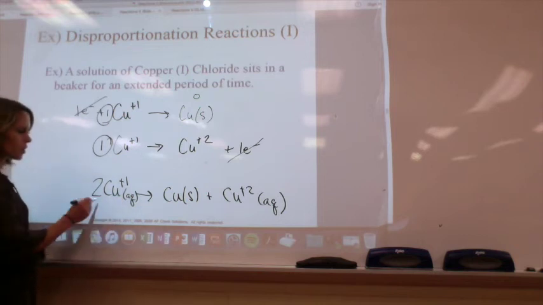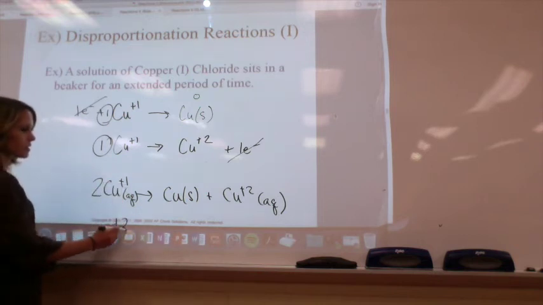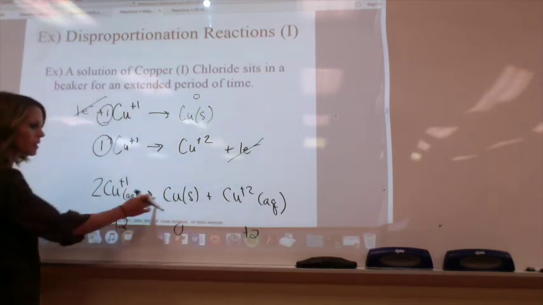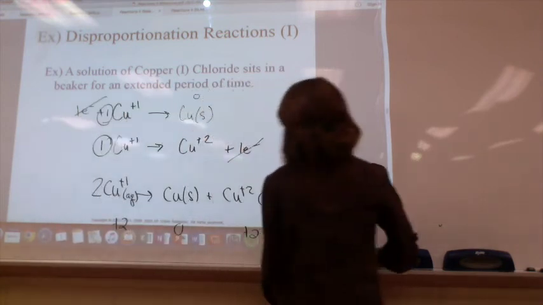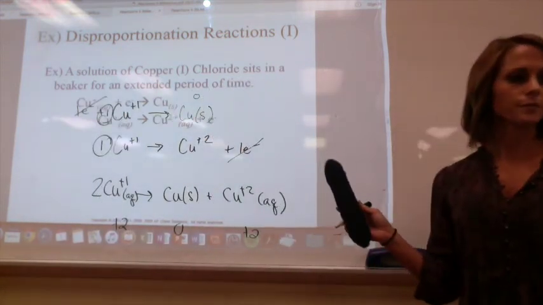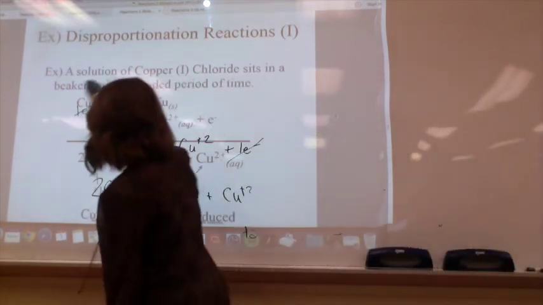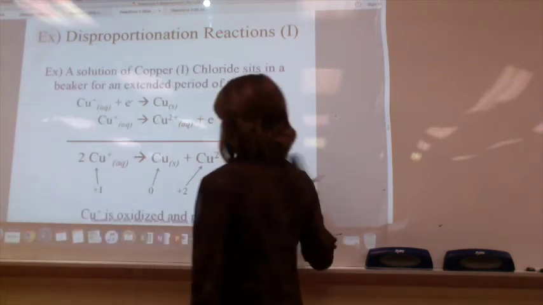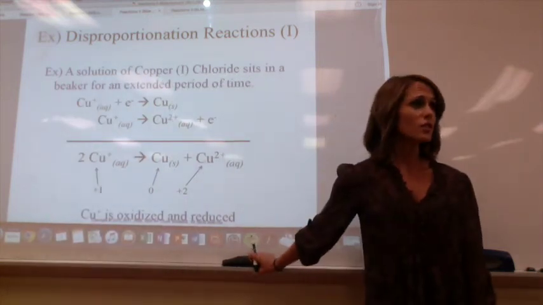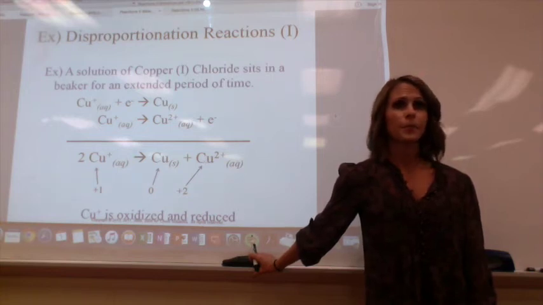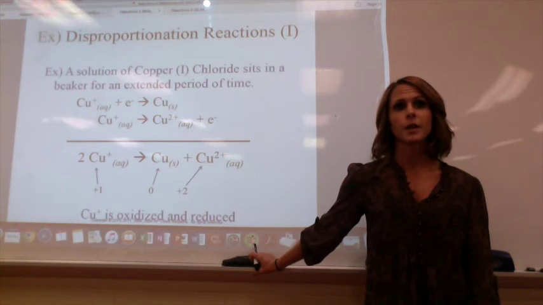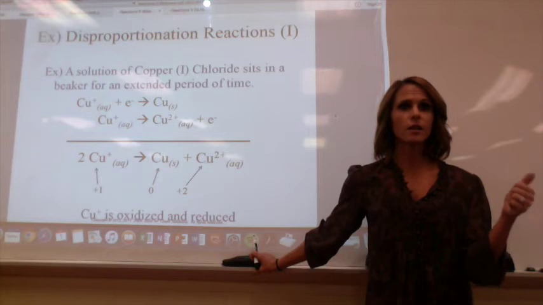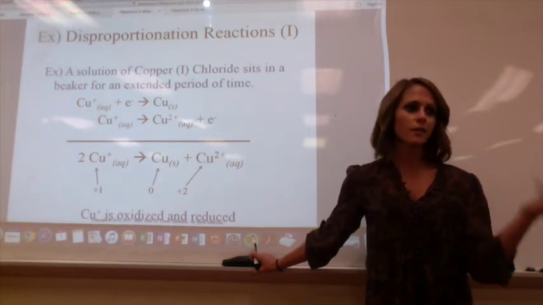And then you check for mass and charge. This is 2 times plus 1, so this is a plus 2 on this side, 0 and a plus 2. So the left side is plus 2, the right side is plus 2. There's 2 copper atoms, and there's 2 copper atoms. So the copper 1 gets both reduced and oxidized. Questions? Yeah? How do you know it's aqueous? Because it says solution. Yep. So clues are, if it says a metal, it's going to be a solid. Solution's always aqueous, and then gases will say they're gases.